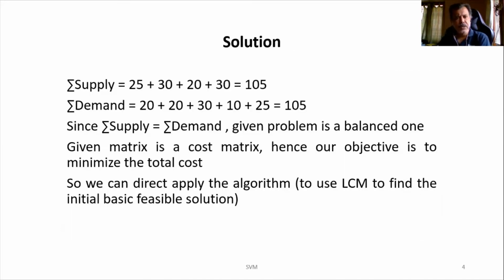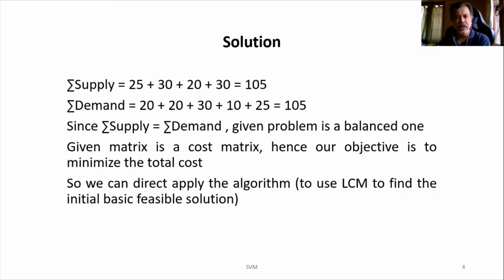So how do we proceed with the solution? First thing we check is whether the sum of supply is equal to the sum of demand. Already we saw the table itself specifies the total is 105. So since the sum of the supply is equal to the sum of the demand, this given problem is a balanced one. Further, the matrix given in the question is a cost matrix, so naturally our objective will be to minimize the total cost. Once these 2 conditions are satisfied, the question is balanced and it is a minimization problem, so we don't need to do anything else. Directly we can start using the algorithm.